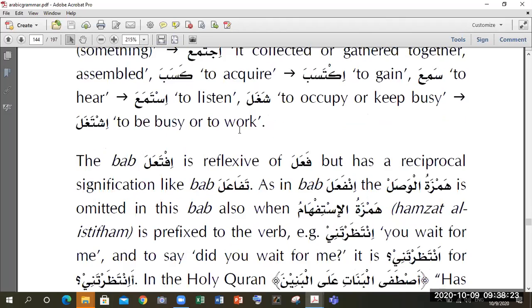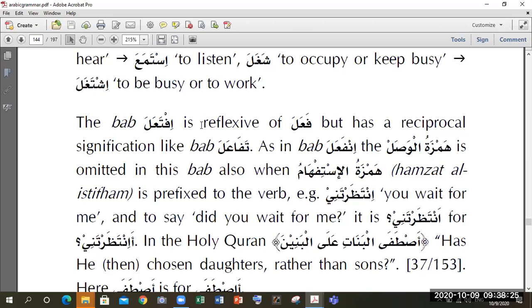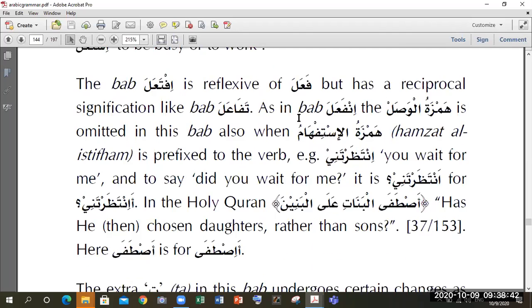So bab ifta'ala is a reflexive of fa'ala, but it has a reciprocal signification like the fa'ala. We have done it already that the fa'ala also, both are involved. It's a reciprocal relation also. So as in bab in fa'ala, the hamzatul wasl is omitted in this bab also.